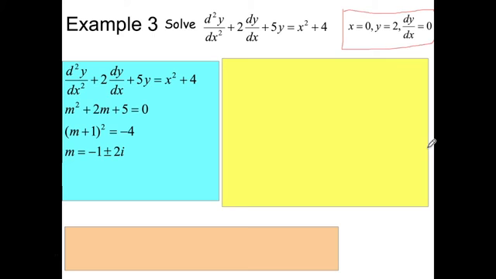So if you remember, it means your complementary function should be e raised to the power real part times x, times a cos imaginary part x plus b sine imaginary part x.